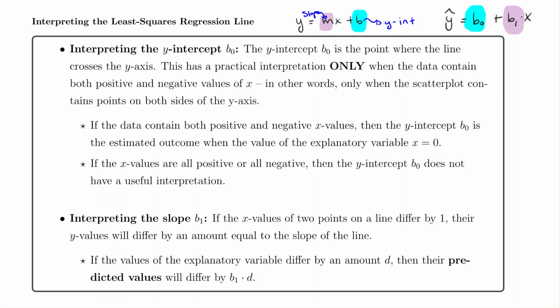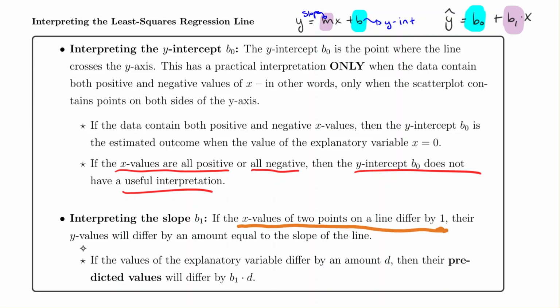Now keep in mind this caution. If the x values are all positive or instead all negative, the y-intercept does not have a useful interpretation, because that would involve extrapolating past our data values, because we only have positive or we only have negative, we don't have values that go through 0. Next, we'll interpret the slope. If the x values of 2 points on a line differ by 1, their y values will differ by the amount equal to the slope of the line, which is our b1, the value that's getting multiplied by x.